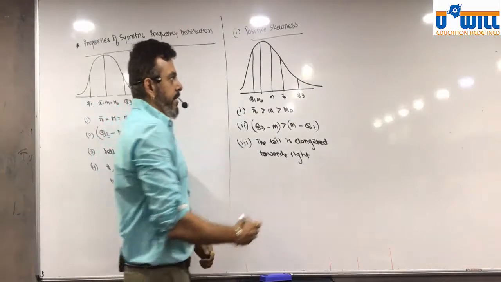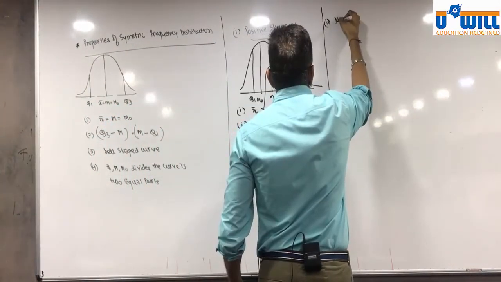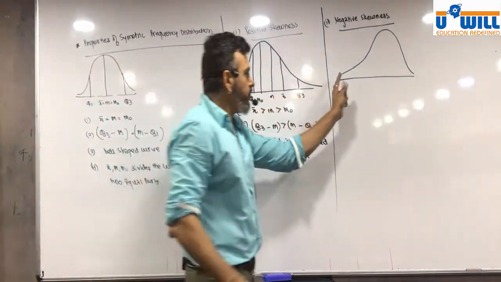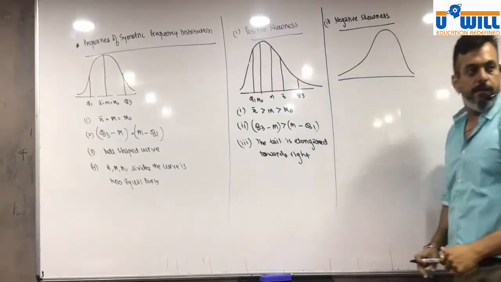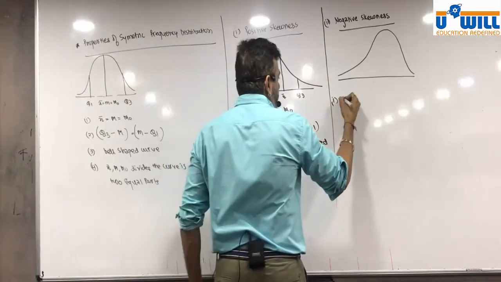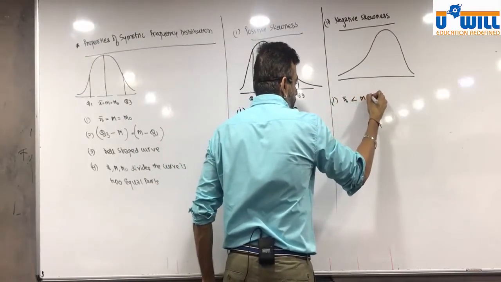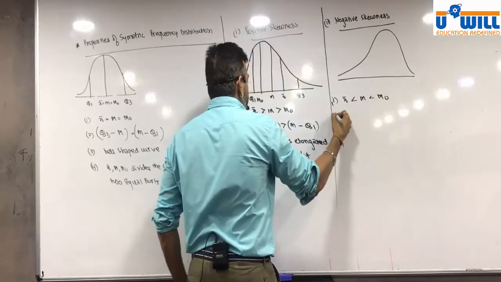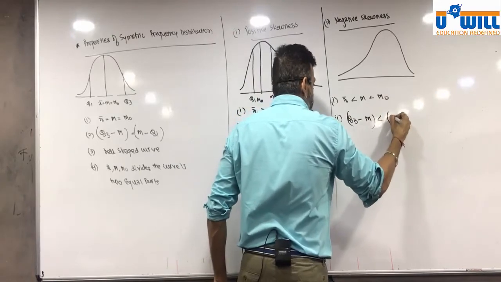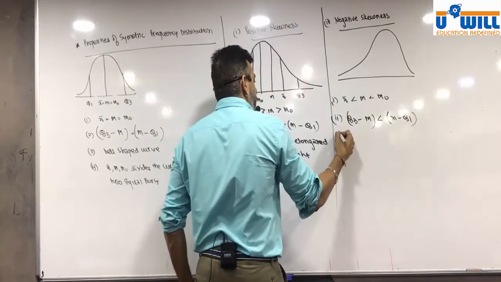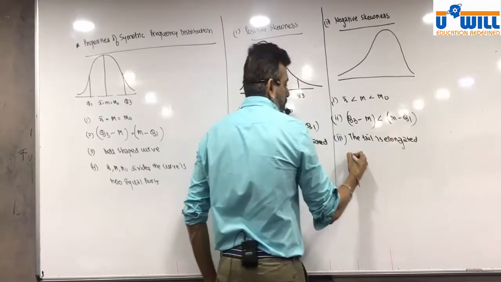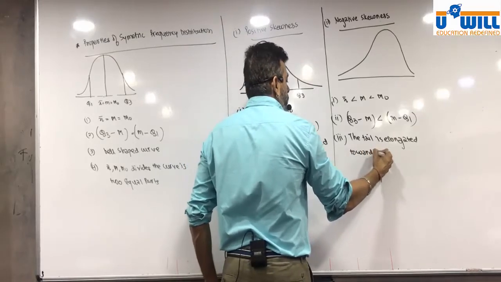Got it? Third one, in skewness, the second one, negative skewness. Understood this? Now the tail moves towards the left. Did everyone understand? Now over here, the properties are x bar less than median, less than mode. Second, Q3 minus m is less than m minus Q1. And third, the tail is elongated towards left.